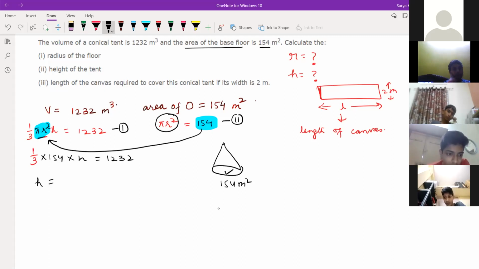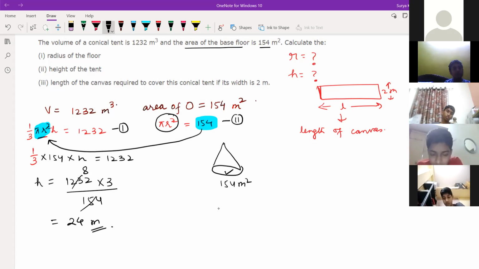Now h is equal to 1232 into 3 divided by 154. So this will go by which table? 8, it will go by 8. The height is equal to 24 meters. Is it clear till here to everyone?